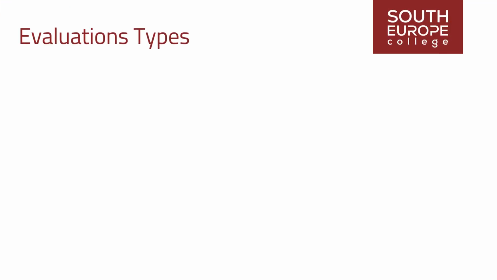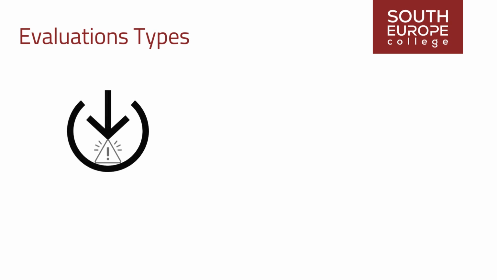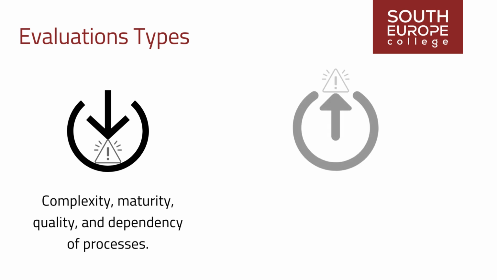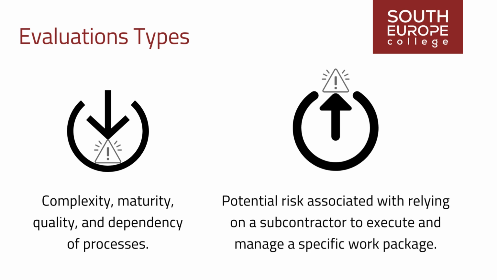Each work package is analyzed, and two types of evaluations are carried out. Evaluation of internal risks, including factors such as complexity, maturity, quality, and dependency of processes. And external risks evaluation, highlighting considerations such as the potential risk associated with relying on a subcontractor to execute and manage a specific work package.